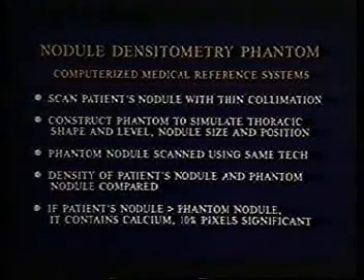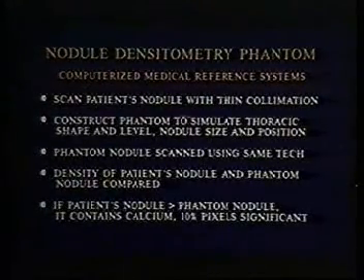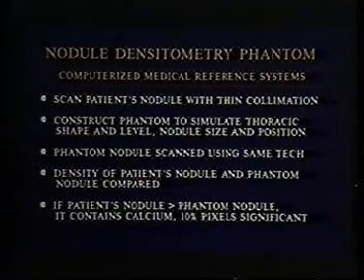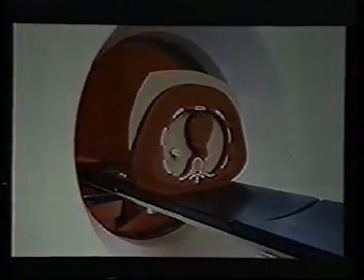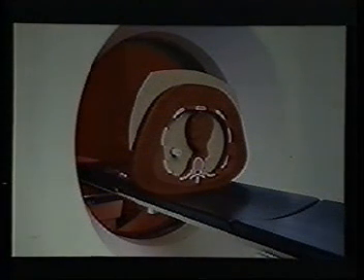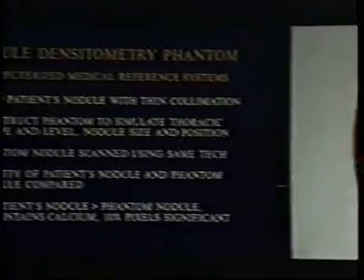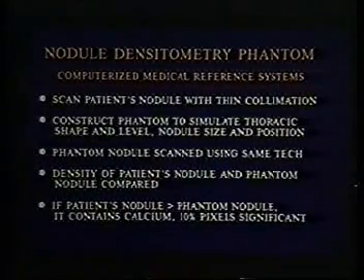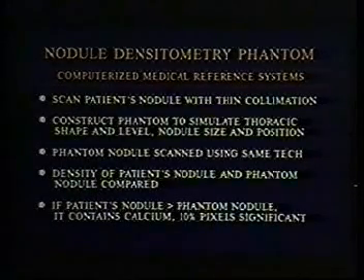Now, quite simply, how you use this phantom is that after you scan your patient's nodule using thin collimation, which is essential, you construct the phantom to simulate the thoracic shape and level, nodule size, and position. And here you can see the phantom all put together with a nice nodule in the right lung, the nodule measuring perhaps 2 or 3 centimeters in size. And following your patient scan, the phantom nodule is scanned using the same technique. Then you simply compare the density of the patient's nodule and the phantom nodule. And if the patient's nodule is denser than the phantom nodule, it contains calcium.